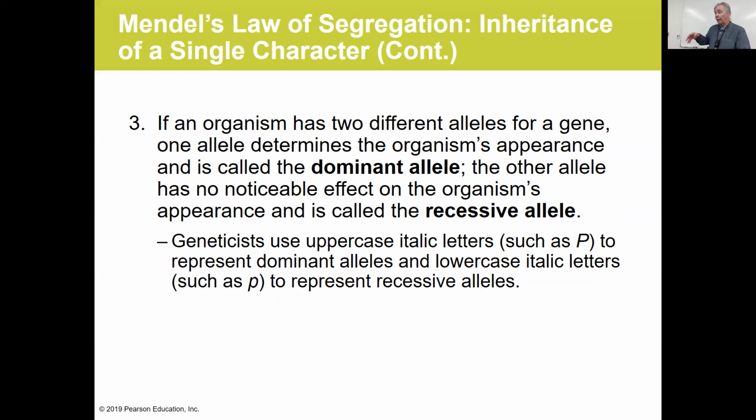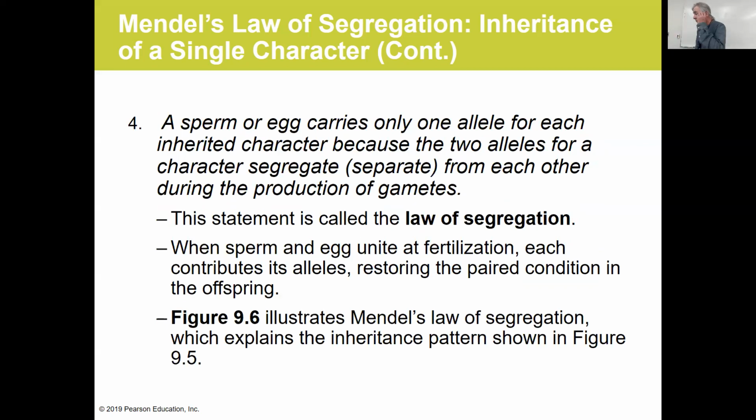So geneticists use uppercase letters, such as big P, to represent dominant alleles, and lowercase letters, such as small p, to represent recessive alleles. This is important to remember for Punnett squares and everything: for the two alleles, you always use the same letter, uppercase for the dominant and lowercase for the recessive. And in order to have the recessive expression of the trait, you have to have two small letters. That's the only way. That's called homozygous recessive.